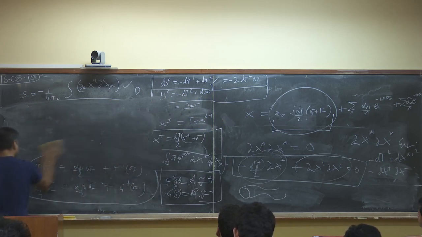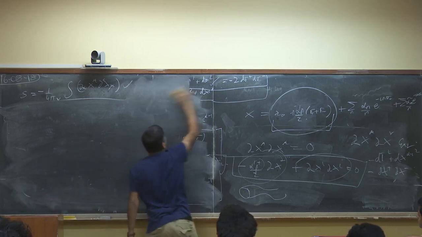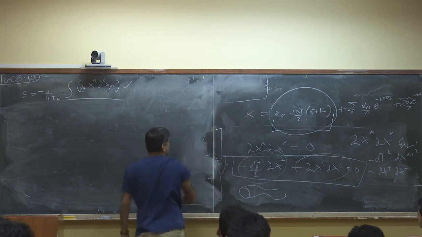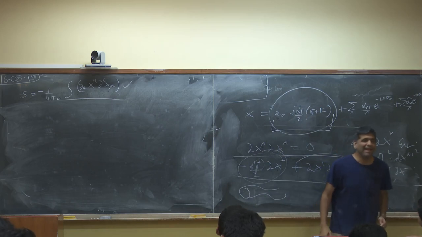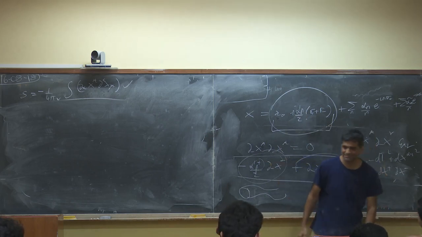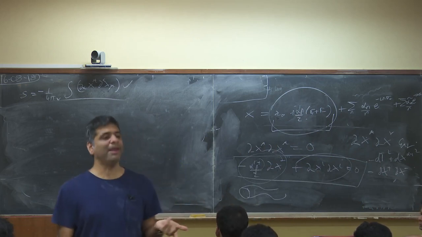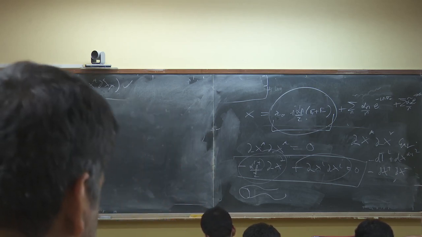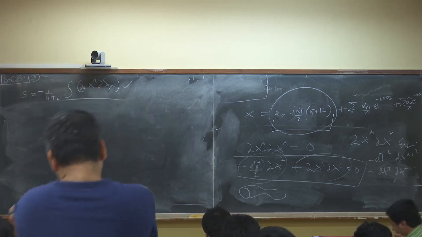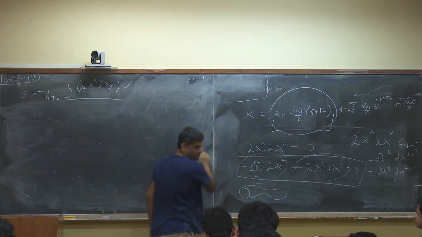Now our next job is to make a quantum theory based on this. What we're going to do is to take this classical space of solutions of the string and find a symplectic form. Then that symplectic form will allow us to find Poisson brackets. The Poisson brackets will be replaced by commutators, and then we'll be done. So that's our goal.